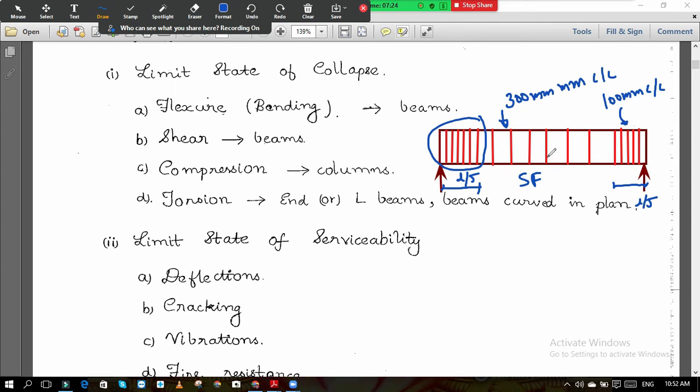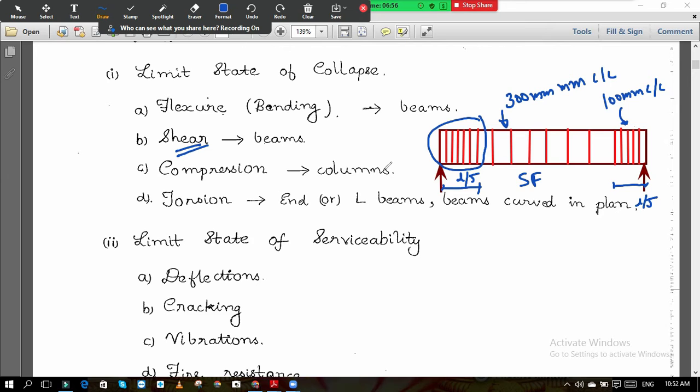So that is why, for shear, we have seen this. Once this word shear comes, I am trying to recall the things to you. So in this way, at the support the stirrups are closely spaced, and at the center the spacing between the stirrups is increased.